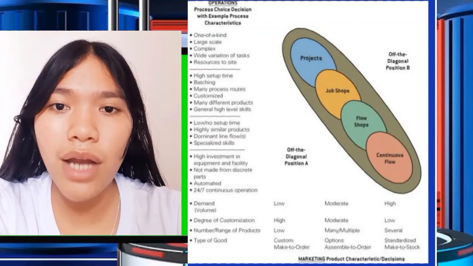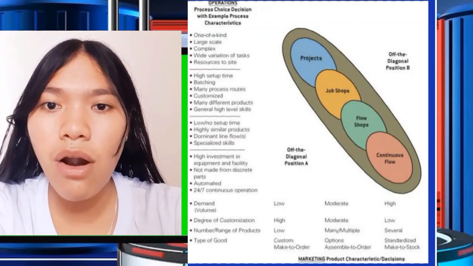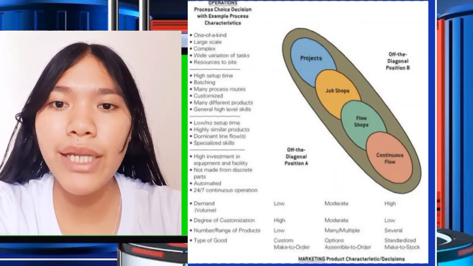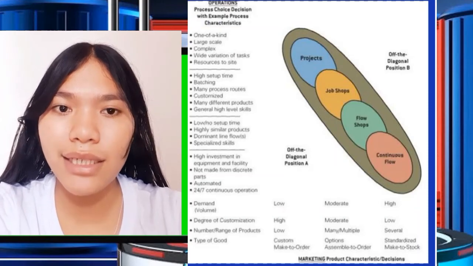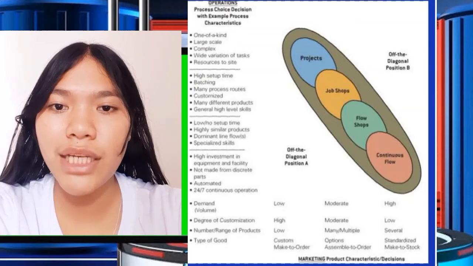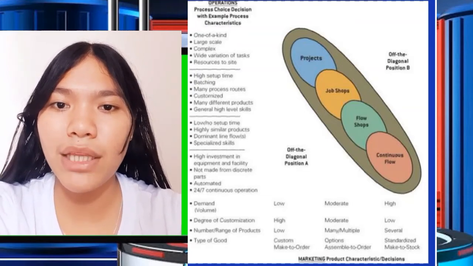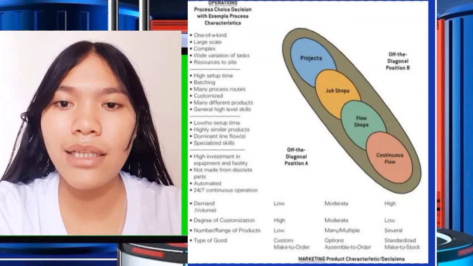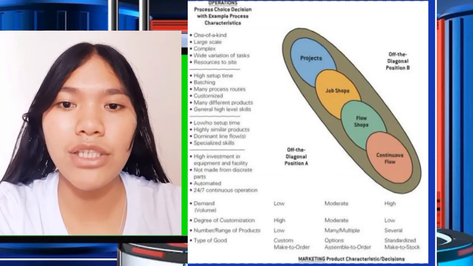Then, the flow shops also, ang iyang characteristic that was aligned, or the low or no setup time, the highly similar products, the dominant line flow, and the specialized skills. And lastly will be the continuous flow. Iyang characteristics is that it is high in investment in equipment and facility, not made from discrete parts, automated, and the 24-hour, 7 days continuous operation.